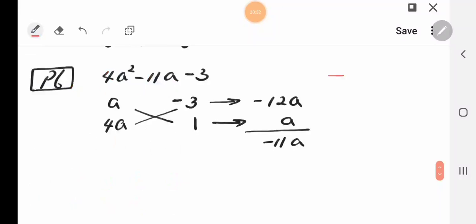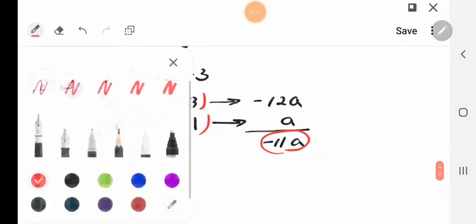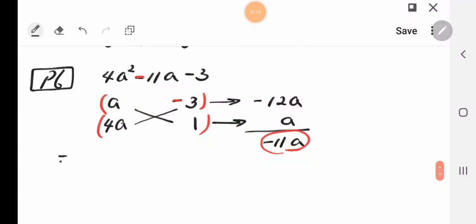Bingo, right? If you switch the negative sign, then the sign will be positive 11a. Since positive 11a is not the same as the second term, you revert the sign. So the negative sign must go on 3. So this is the product of these two binomials, which equals a minus 3 times 4a plus 1.